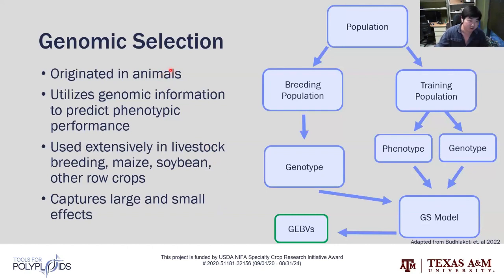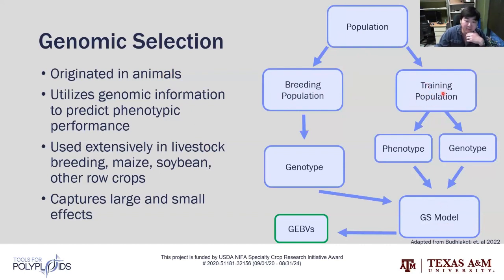So they used its progeny, its female progeny, to estimate its breeding value. And what you have in genomic selection is a breeding population and a training population. And of course, your breeding population has to be pretty closely related to your training population so that you can make inferences after developing a model.